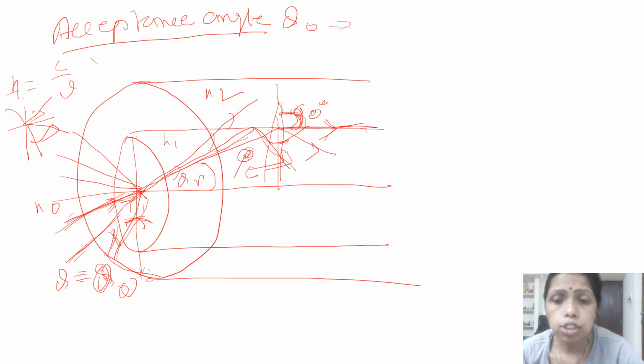The acceptance angle is the angle when light is incident on the interface of air and core, it should be incident in such a way that it can create the critical angle at the core and cladding interface. I think this diagram is clear for you.